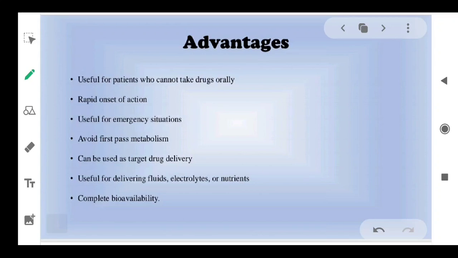Then it avoids first-pass metabolism, and we can inject the drug directly into the tissue. It is a targeted drug delivery system, and it is also useful for delivering fluid, electrolytes or nutrients. Next, it has better bioavailability when compared to other dosage forms. So these are a few advantages of the parenteral dosage form.